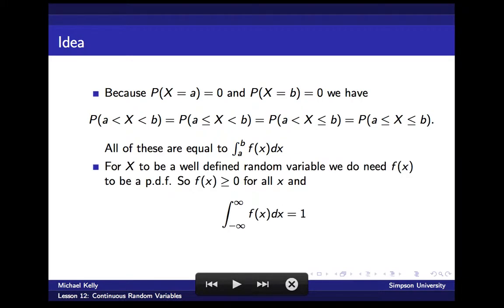A couple of notes on the p.d.f f of x. Again, this is representing a probability, so we need values that are always bigger than or equal to 0, because you can't have a negative probability. And the total probability has to be 1. So the integral from negative infinity to infinity of f of x dx equals 1.